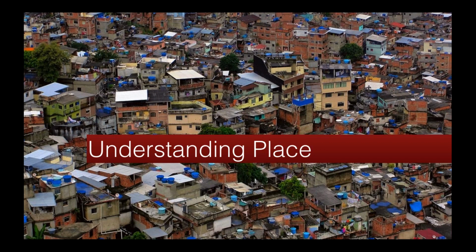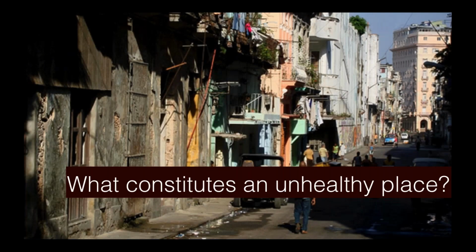So for example, what constitutes an unhealthy place? I could show you this photo here. You know, there's some garbage on the street, there's some cars broken down. The place needs a coat of paint, clearly. And you might look at this and think, this is clearly not a healthy place.